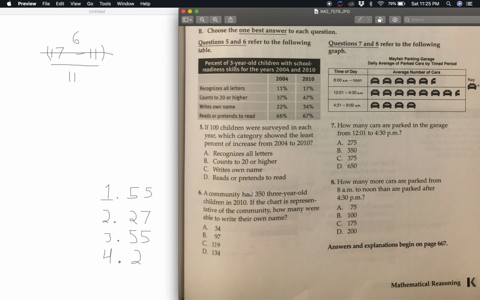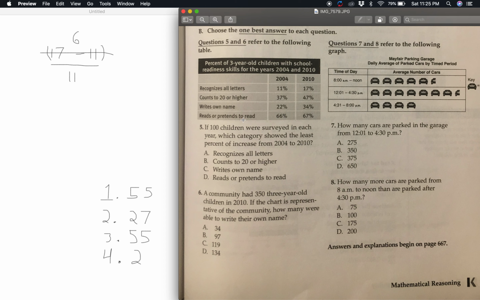Was that number 5 we were doing? Yes, so the one that shows the lowest increase is reads or pretends to read, which is here. So it's D. Okay, let me clear this.